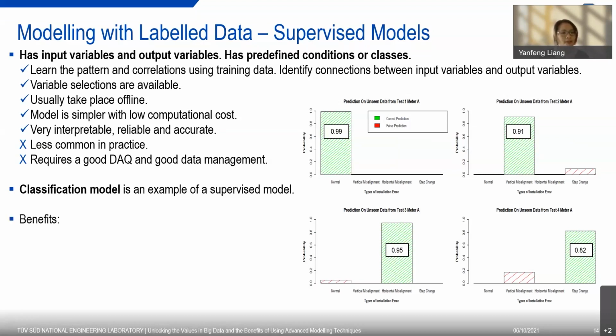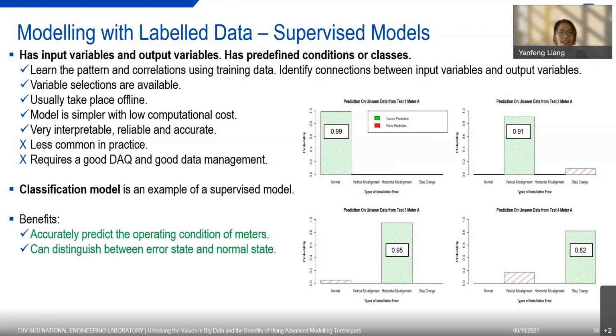So what are the benefits? Again, we can accurately predict the operating condition of the meters. We can distinguish between error states and normal states. If you remember, an unsupervised machine learning model, as mentioned previously, can tell you, oh, there's something going on, we should go check it out. But a supervised model can go one step further by saying, with this likelihood, this is because of error A, or because of error B.